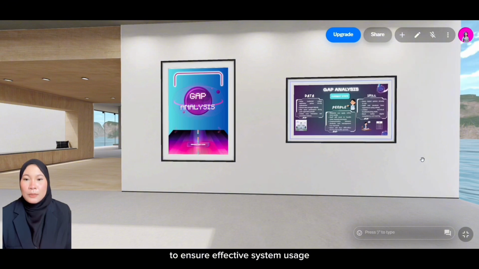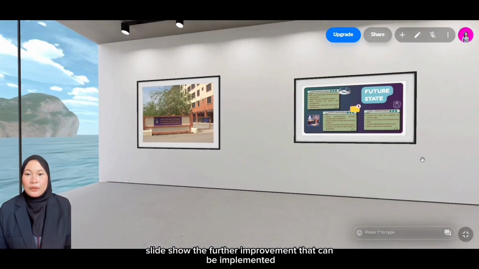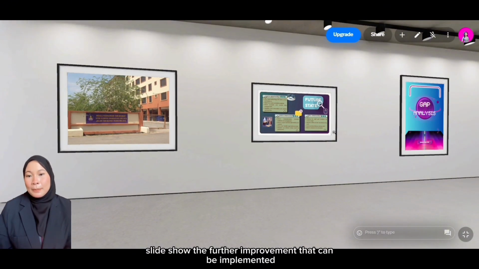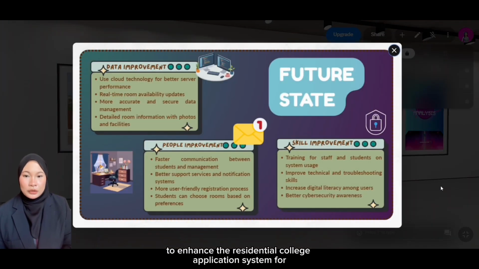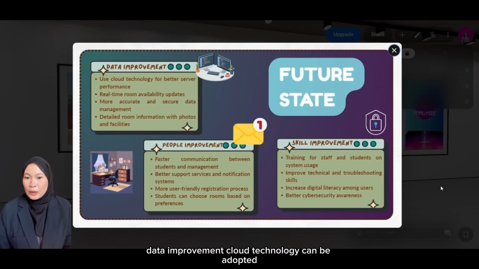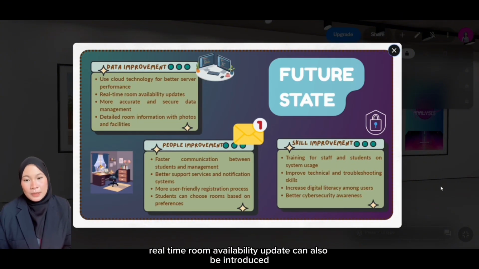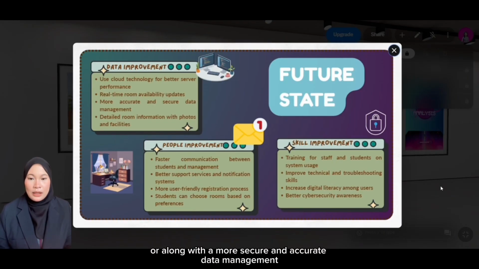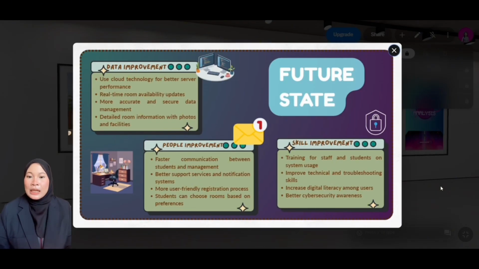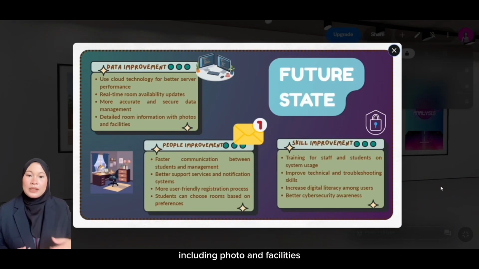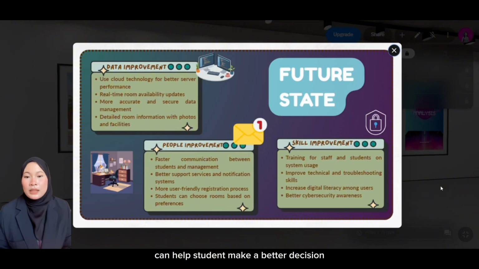effective system usage. This slide shows the further improvement that can be implemented to enhance the residential college application system. For data improvement, cloud technology can be adopted to improve server performance and system reliability. Real-time room availability update can also be introduced along with a more secure and accurate data management. In addition, detailed room information including photo and facilities can help students make a better decision.